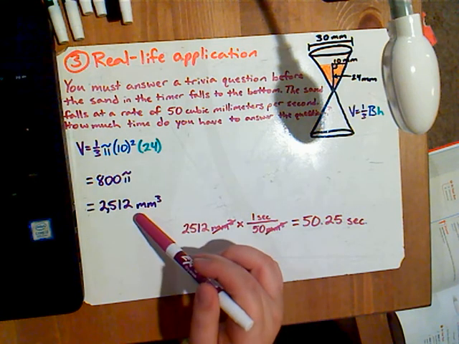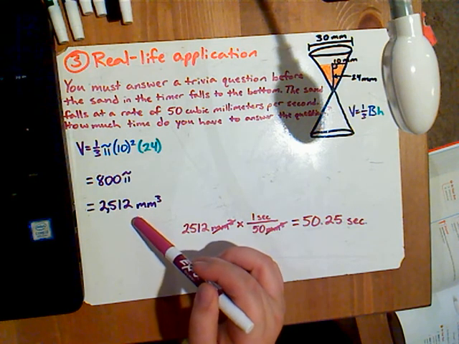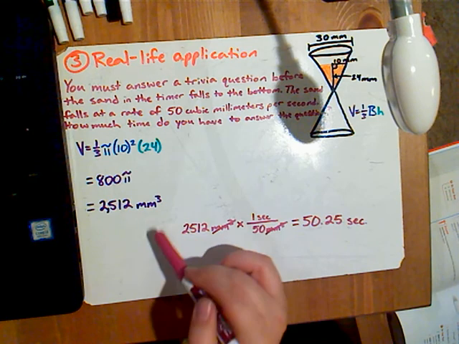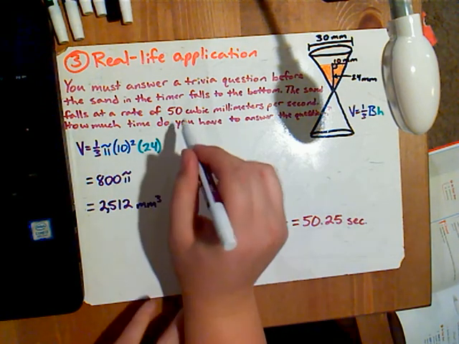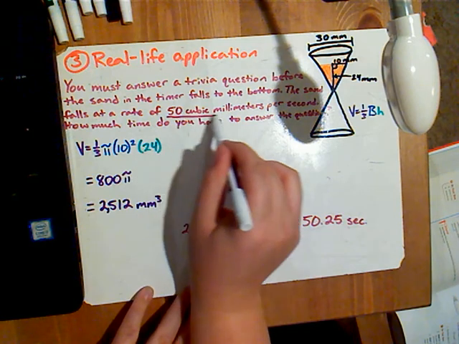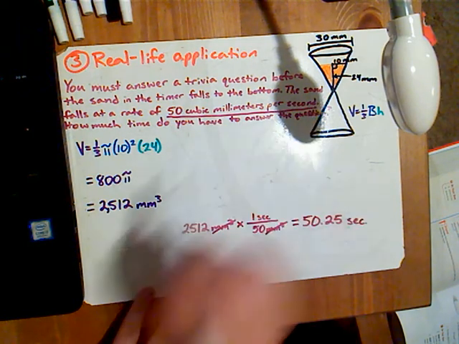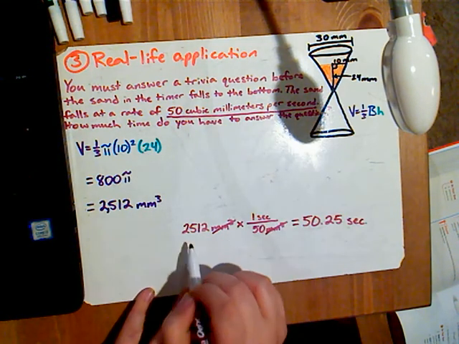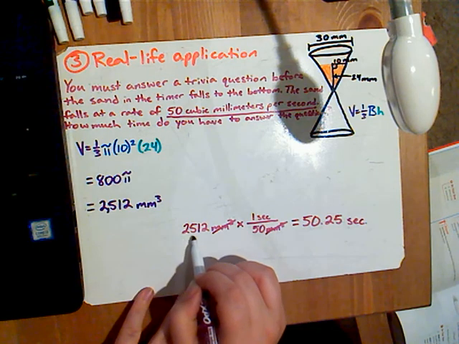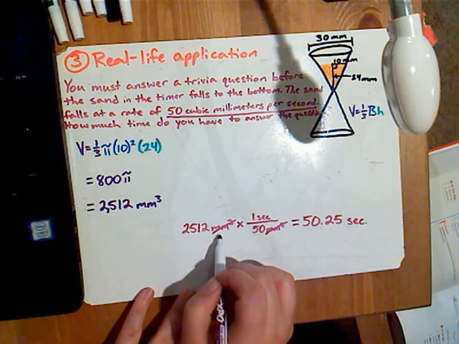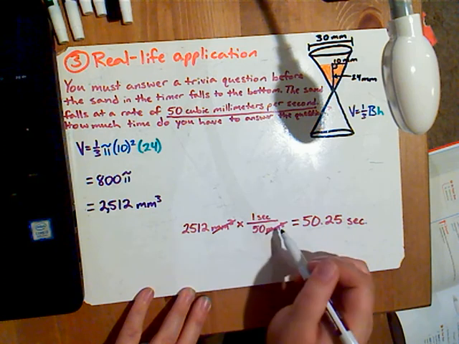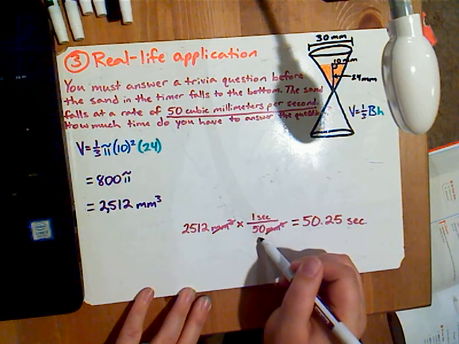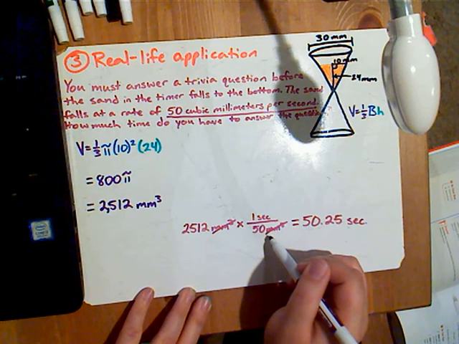Now our word problem wants to know how much time do you have to answer the question. So we're going to take that volume and we're going to multiply it by the rate that the sand falls. So the sand falls at a rate of 50 cubic millimeters per second. Okay, so we have 2,512 millimeters cubed. We're going to multiply that by our rate of 1 second over 50 millimeters cubed.